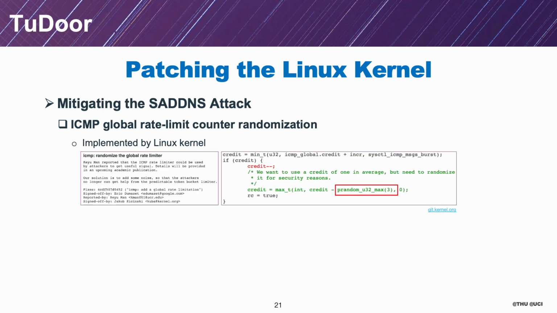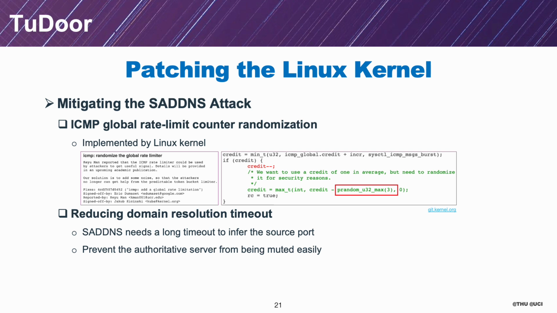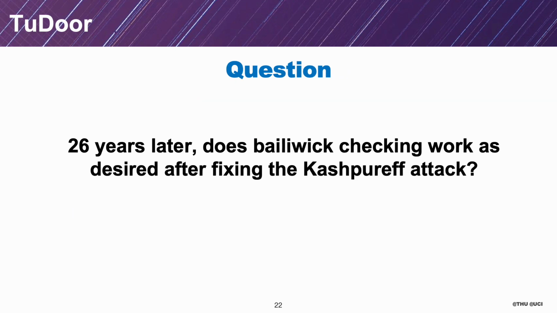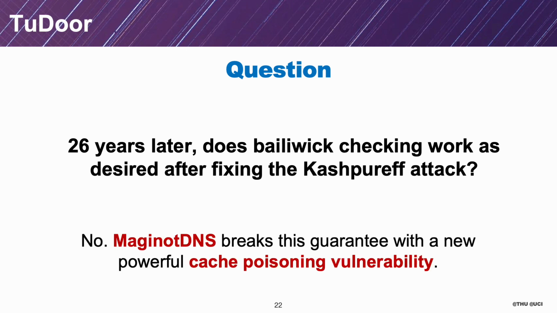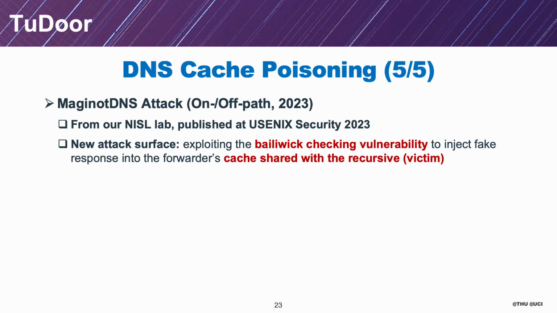So to mitigate the SAD DNS attack, SMP global rate limit counter randomization is implemented by the Linux kernel. Besides, reducing the domain resolution timeout and DNSSEC also work. So after 26 years, does bailiwick checking work as desired after we fixed the cache poisoning attack? I think the answer is no, because MaginotDNS breaks this guarantee with a new vulnerability for cache poisoning.